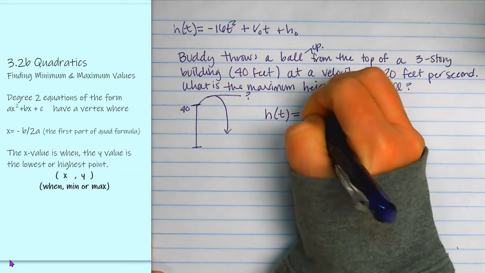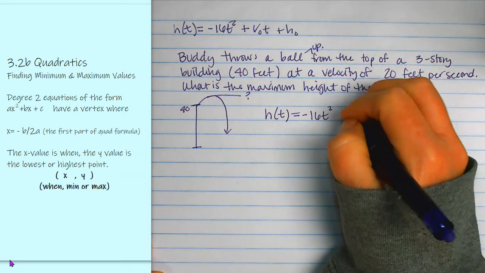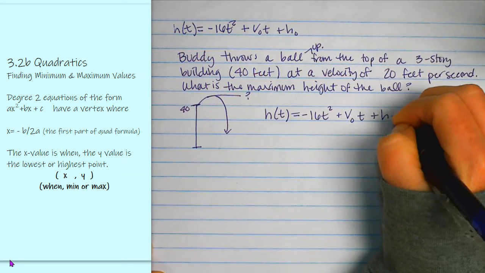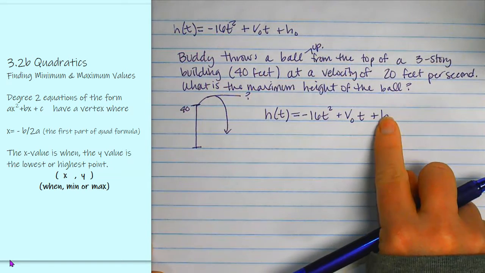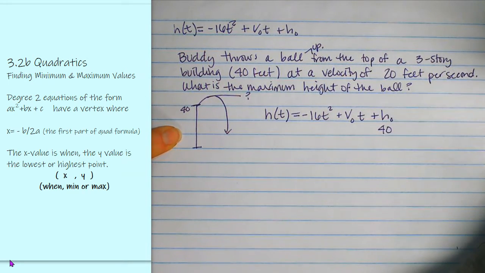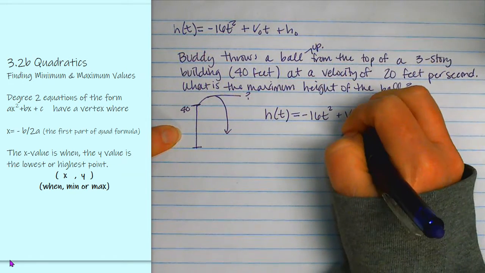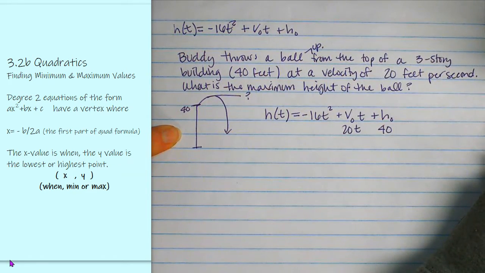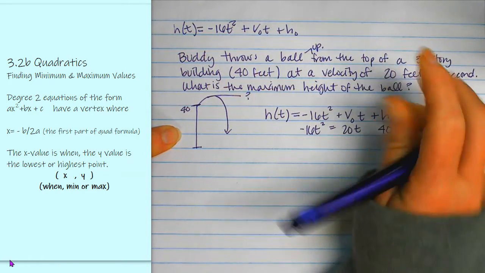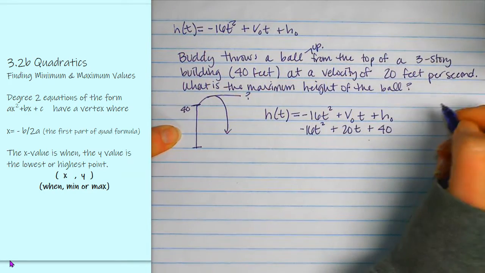H of t equals negative 16t squared. This doesn't change, that's gravity for anything you throw. Plus the initial velocity times time, plus h sub 0. So height, where he starts to throw it, is the 40 feet given in the problem, so we're going to replace that. Velocity is how fast he throws it, so that's the 20 feet. So that's 20. It has to be multiplied by time. And negative 16t squared doesn't change. That equals plus.